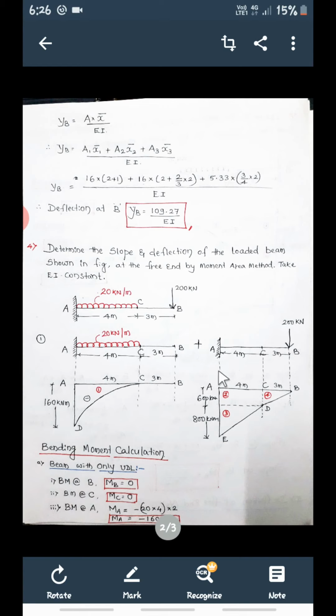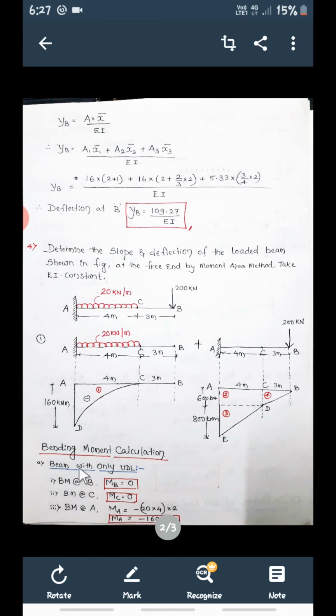Then separately, as usual, following the procedure we have followed, you have to draw the bending moment diagram, but before that, calculate the bending moments. Now there are two beams. So, bending moment calculation. Remember, whenever two different loads, UDL and point load, are acting, you have to divide the total problem into two separate problems.